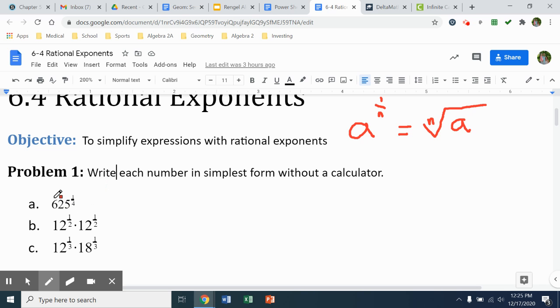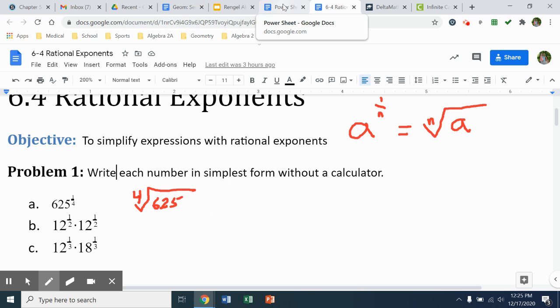So in this first example, I've got a base of 625. That would be like the a of this example I was looking at up here, and then raised to the 1/4 power. So that 4 in the denominator means that this is the fourth root of 625. So those fractional exponent denominators are going to represent the index of our problem.